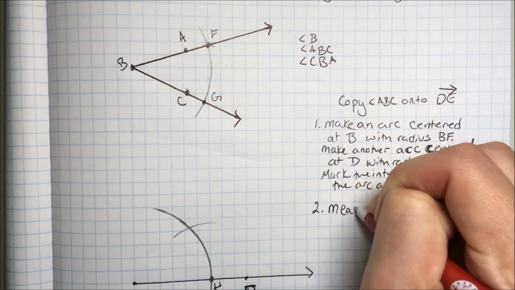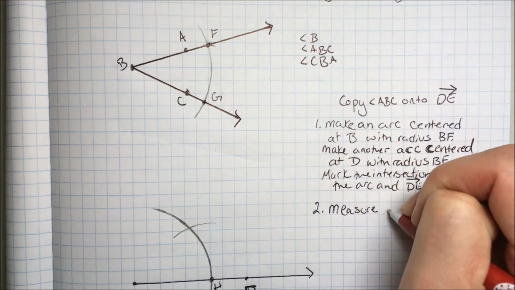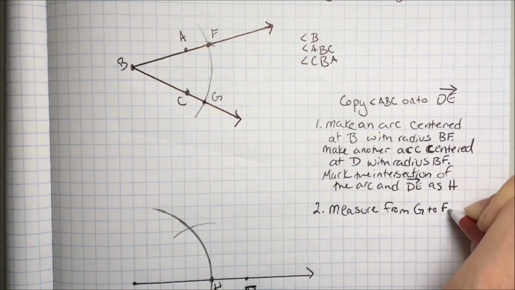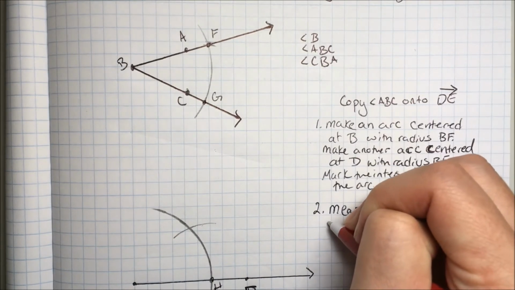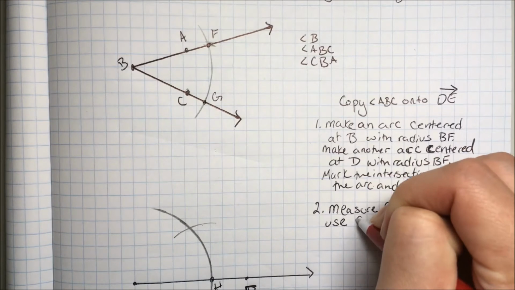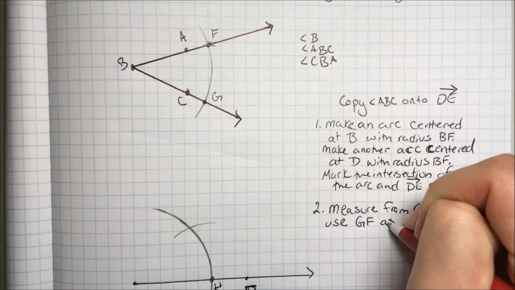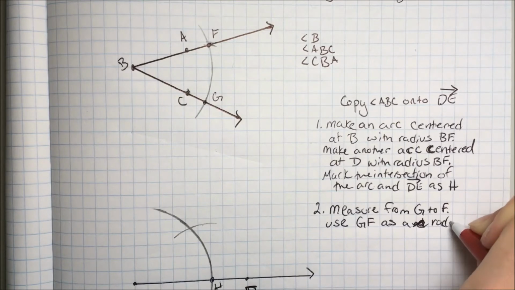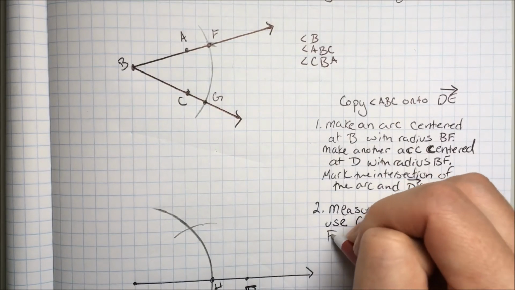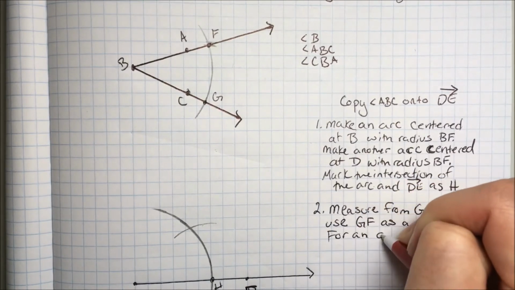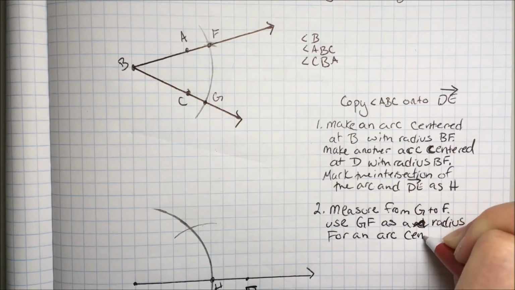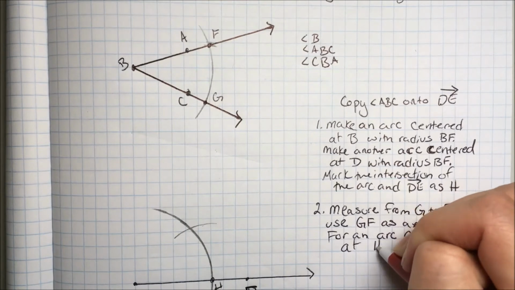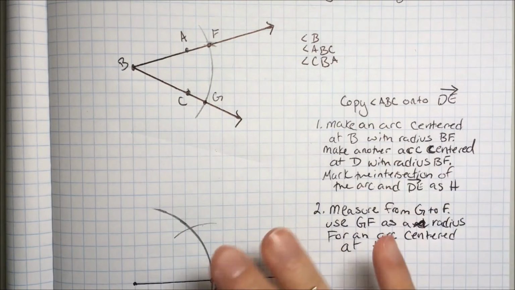Okay, so step 2, measure from G to F, then use GF as a radius for an arc centered at H. Okay.